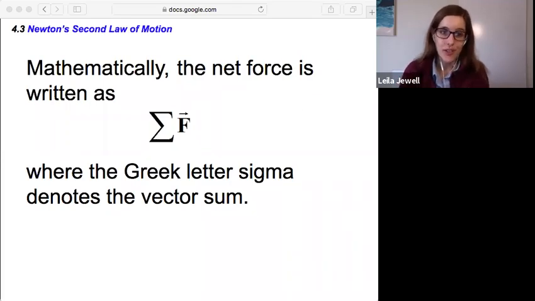Section 4.3, Newton's second law of motion. So we're about to get to Newton's second law. That's what comes after the first law. Before we do, first a note.